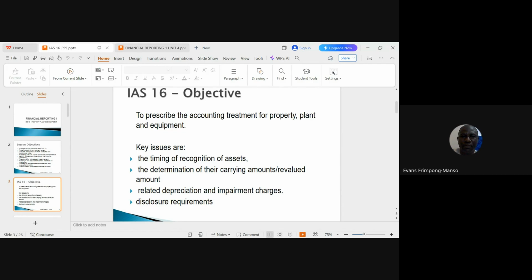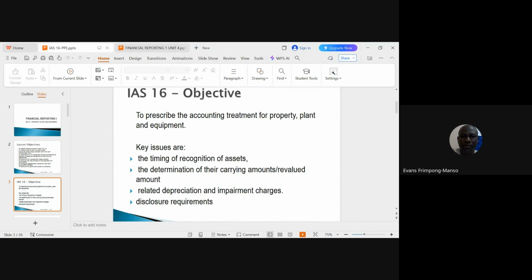Now, to be able to treat property, plant, and equipment on the financial statements, we should know at what time we can recognize these assets on the financial statements. So that is the timing of recognition of these assets. And if we are going to recognize these assets, at what values? So we have to determine their carrying amount or their revalued amount.